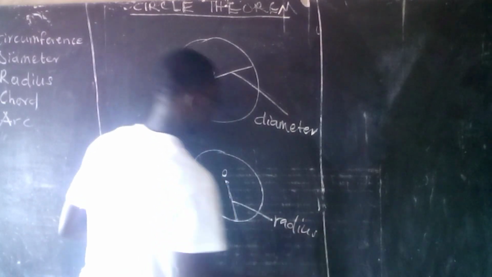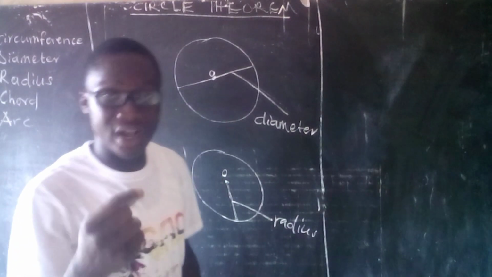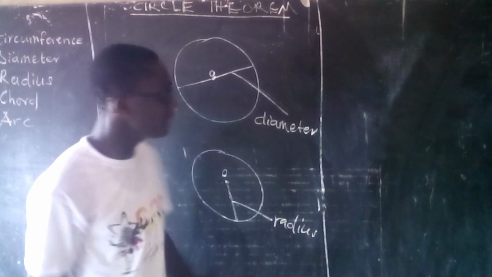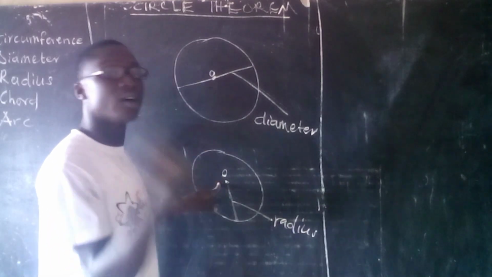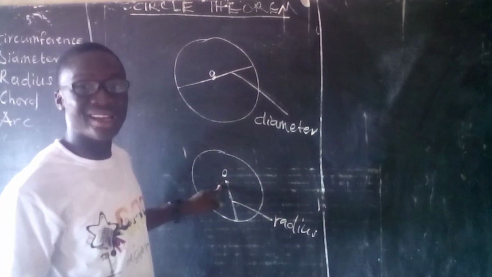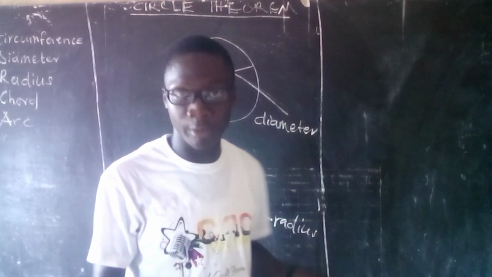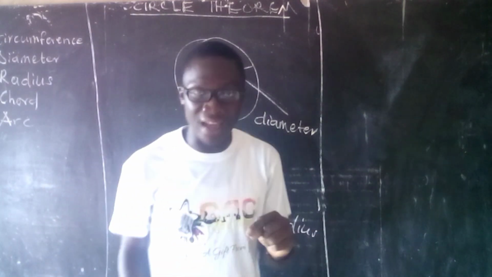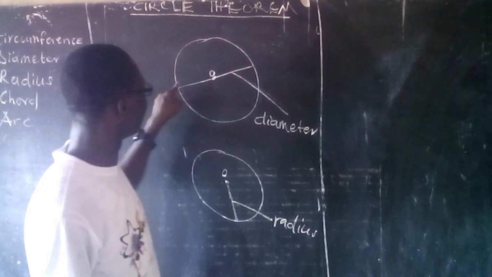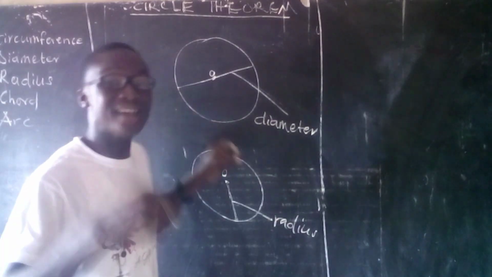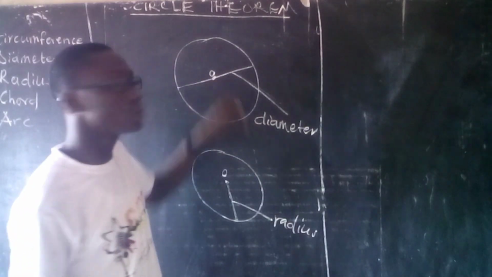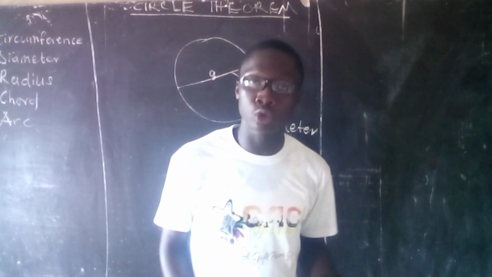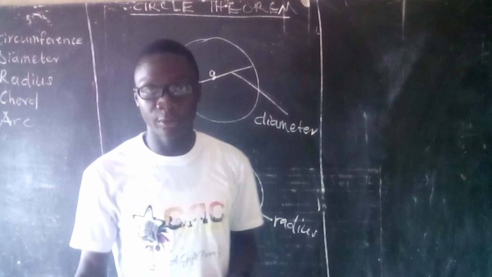So the radius is a straight line drawn from the center to any point on the circumference. And the diameter is a straight line drawn from one end of the circumference, passing through the center to another end of the circumference.